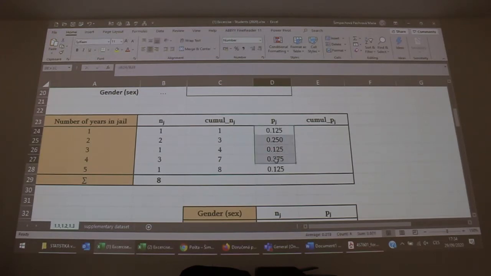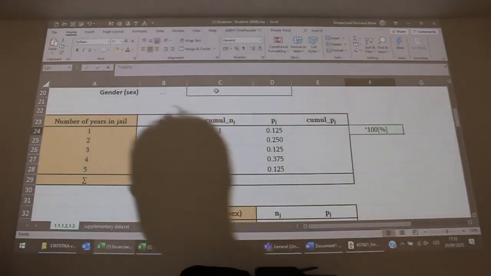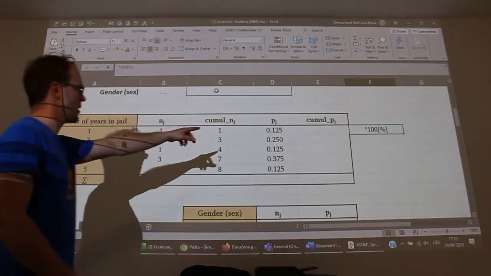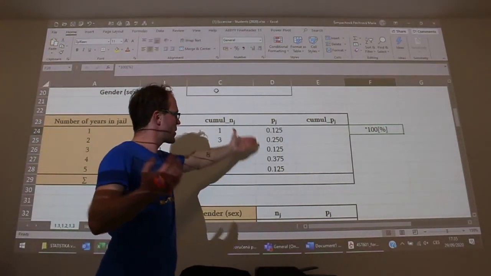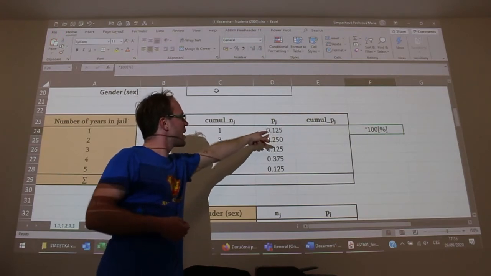You are able to multiply these values by 100. Yes, you are allowed to multiply this value by 100, and the interpretation is in percent. So if you multiply relative frequency by 100, you can see percentage. So what is here?